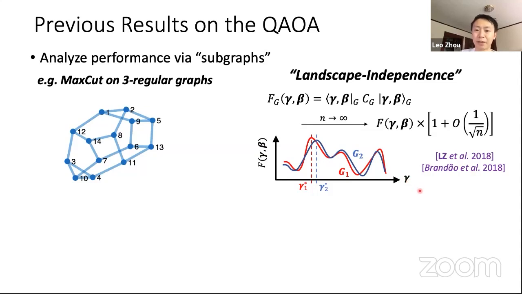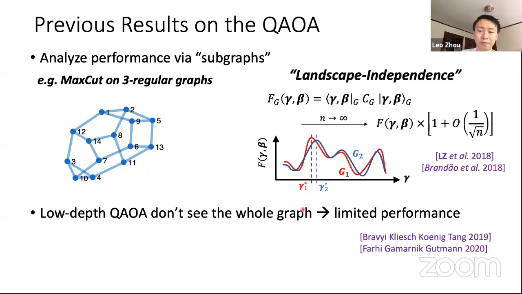This is very nice because it saves us a lot in terms of finding the optimal parameters. If you take a random instance from a given ensemble, like 3-regular graphs, you can simply work hard to find the optimal parameters for one instance, and then use those for essentially all the other instances in the same ensemble.